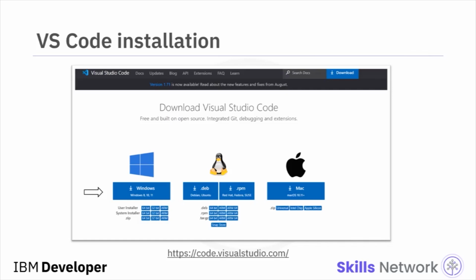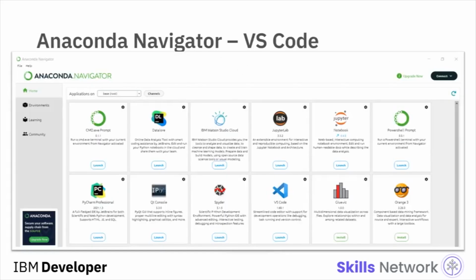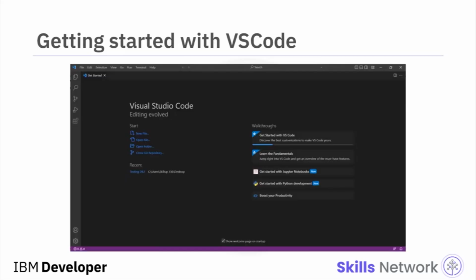A separate installation of VS Code will work the same as in Anaconda Navigator, but it will not configure for Anaconda, Python, or Jupyter notebooks. To open VS Code using Anaconda Navigator, open Anaconda Navigator, find the VS Code application, and click Launch. Once installed, you will see the Get Started screen.